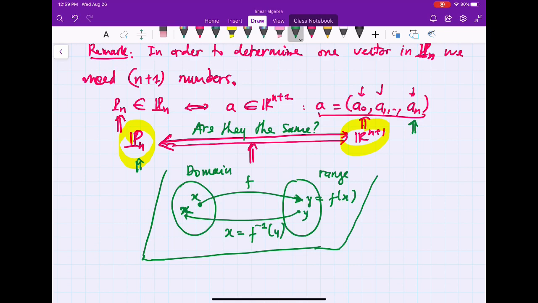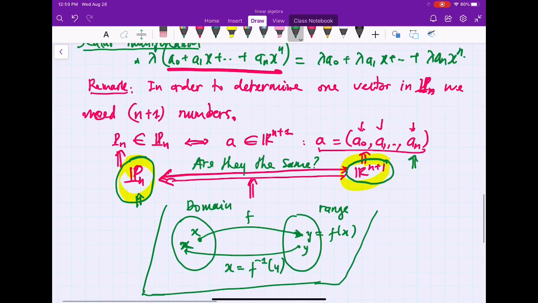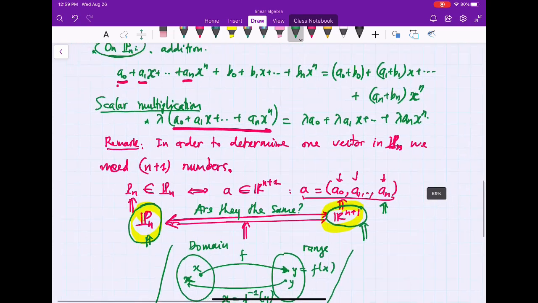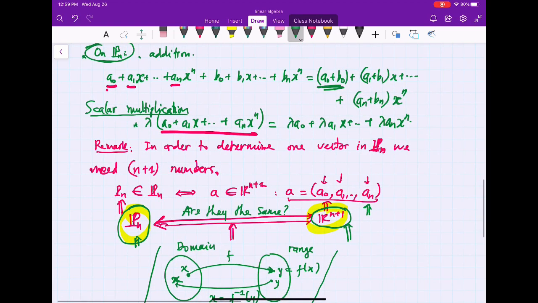So this is kind of a one-to-one map between the vector space of polynomials of degree less than or equal to n and R^(n+1). Okay, so if you pay attention to this, addition in R^(n+1) is almost the same as addition in Pn. Does that make sense? They are corresponding, right? They are corresponding. All right.